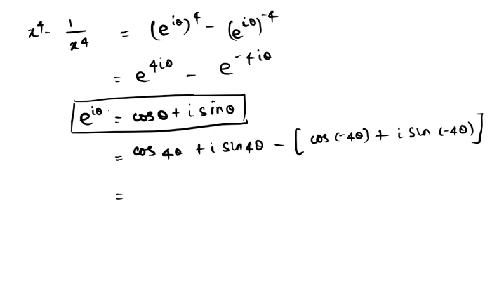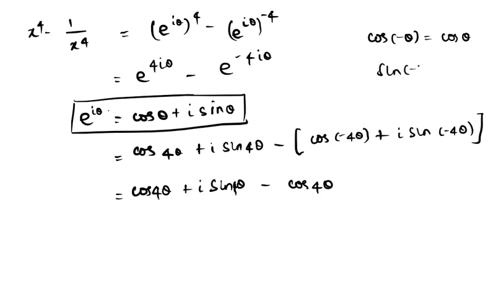Now, since cos of minus theta can be written as cos theta, cos of minus 4 theta will become cos 4 theta. So now let us write that. This will be written as it is, and we will have cos 4 theta, since cos of minus theta will become cos theta and sin of minus theta will become minus sin theta. So here this will become minus sin theta.